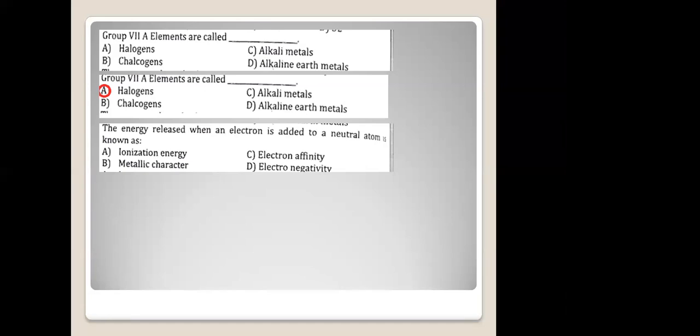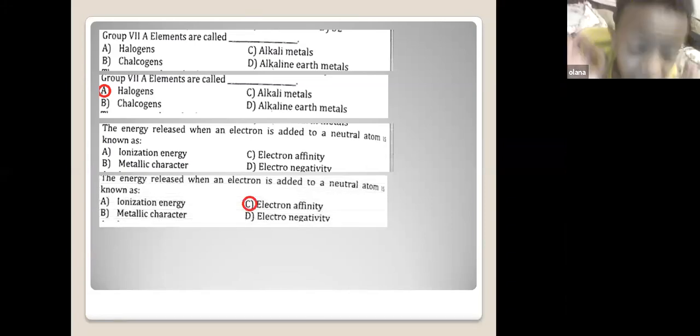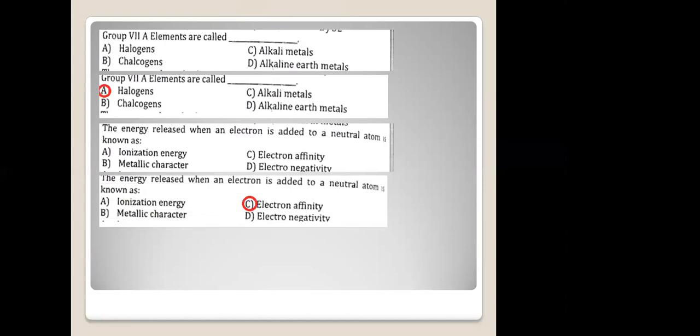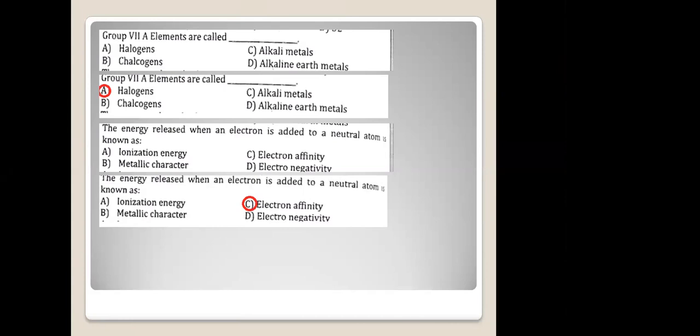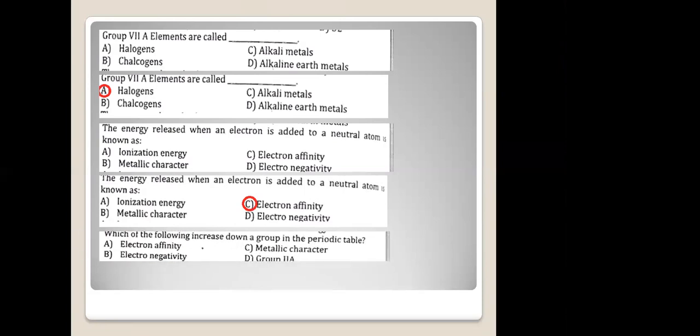C. Okay, I can see a few right answers now. That's right, Caleb, C. I said C first, right? Yes, Solana, you said it. Thanks. When an electron is added to a neutral atom, what is it called? Electron affinity. That's right. Electron affinity is the right answer. Remember. Now next, which of the following will increase down the group in the periodic table?